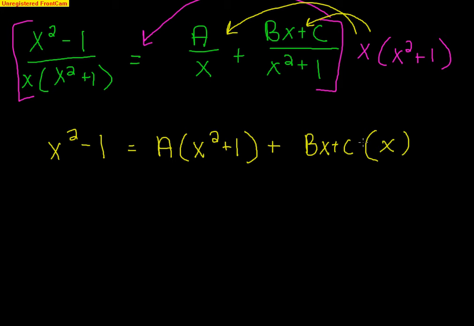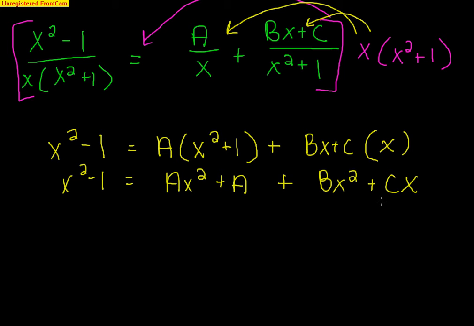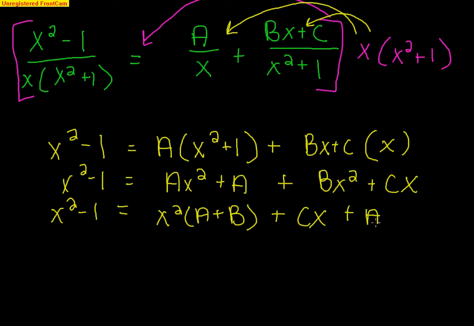Alright, so now we're going to multiply it all out. We still get x squared minus 1 equals ax squared plus a plus bx squared plus cx. So we're going to do the same thing as the last problem and group like terms. If you take out an x squared, you get a plus b, because that would equal ax squared plus bx squared, plus cx, there's no other like term, plus a.